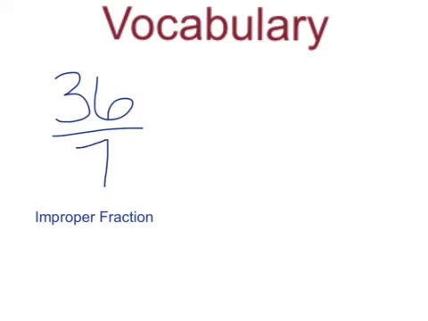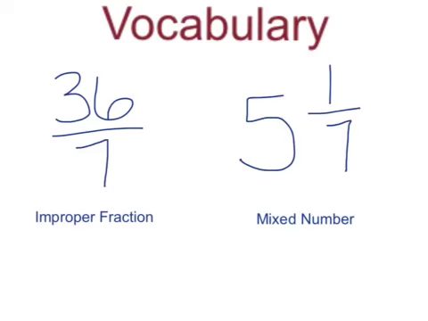Sometimes these are also referred to as top-heavy fractions. In this case, you can see that our numerator, 36, is definitely bigger than our denominator, which is 7. Our second term today is mixed number. And this is a number that is written using both a whole number, here, and a fraction, which is here.